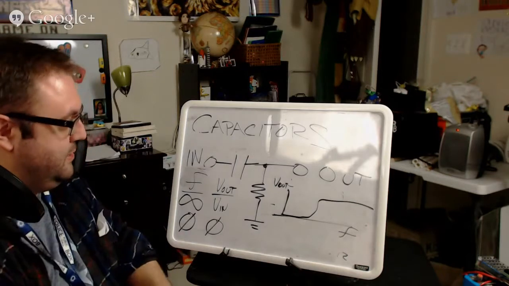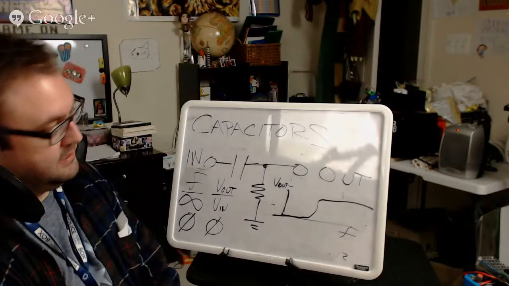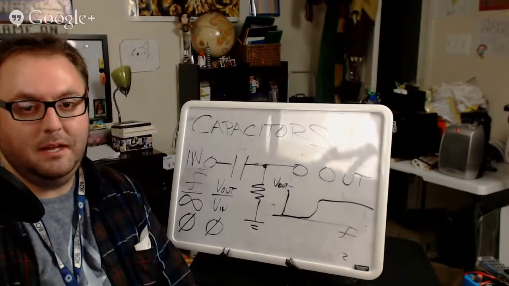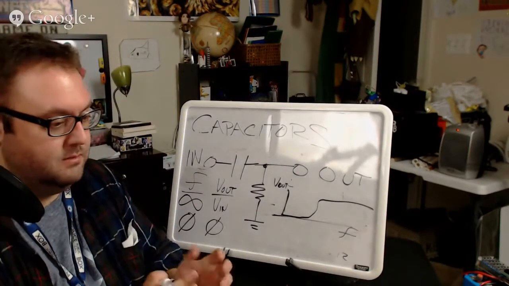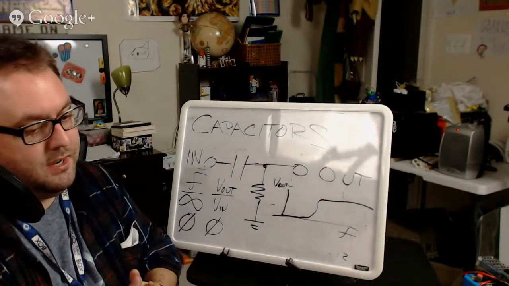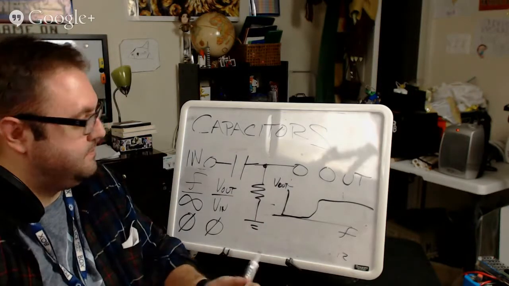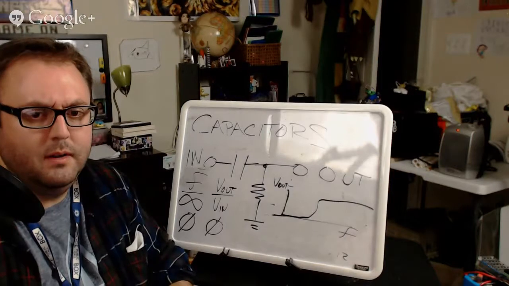There's also ways you can combine these to make band pass filters. You can do band stop filters. So if I only want to let a certain bandwidth proceed through my circuit, or if I want to stop only a certain band, we'll get into those more.